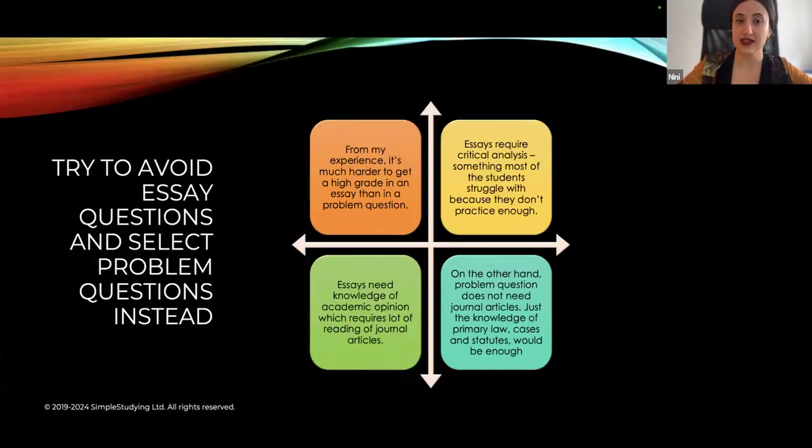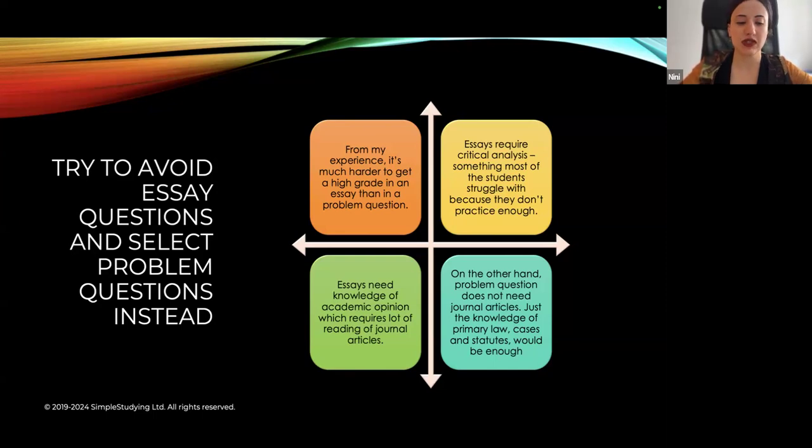Try to avoid essay questions in contract law exams or in any exam, especially the timed exams, when you have just like 45 minutes or 1 hour to answer one particular question. The reason why I advise students to avoid essay questions on this kind of very strict timed exams is because essays are really hard, and it's very hard to answer an essay in 45 minutes. And not only that, it also requires knowledge of journal articles. From my experience, a high grade in an essay question is only achieved if you have a very good knowledge of not just primary law, but also journal articles and academic opinion.